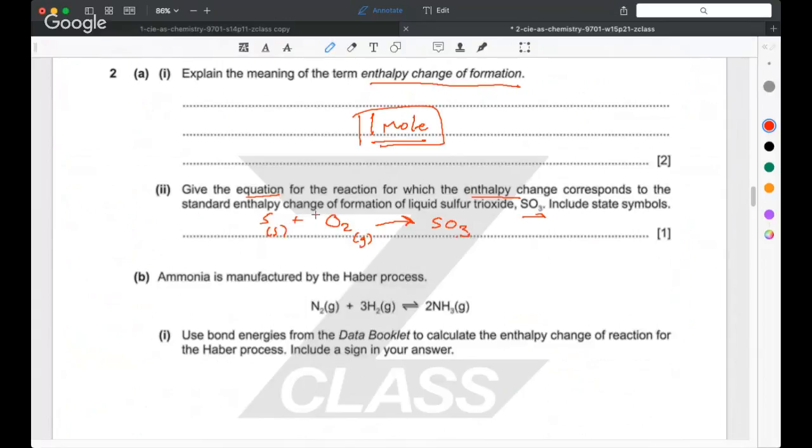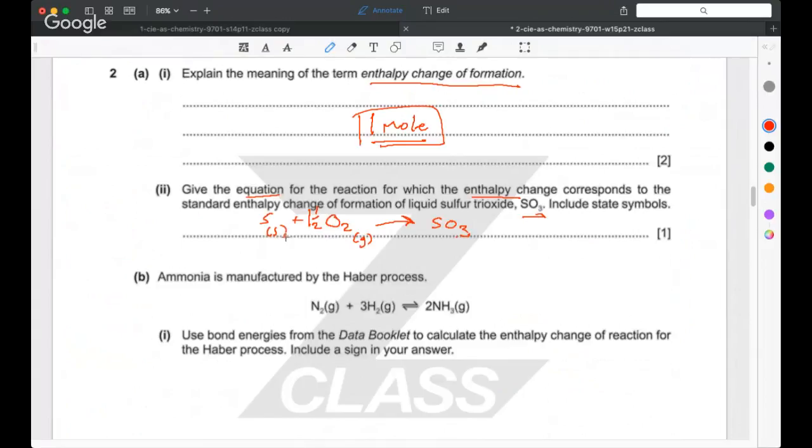Well, how are we going to get 3 oxygen atoms? Well, you're going to have to go to 1.5 of these oxygen molecules, because according to this definition that you had up here, we must only make 1 mole of the compound. So we've got sulfur, 1.5 of the oxygen molecules gives us 1 molecule, or 1 mole of the sulfur trioxide.